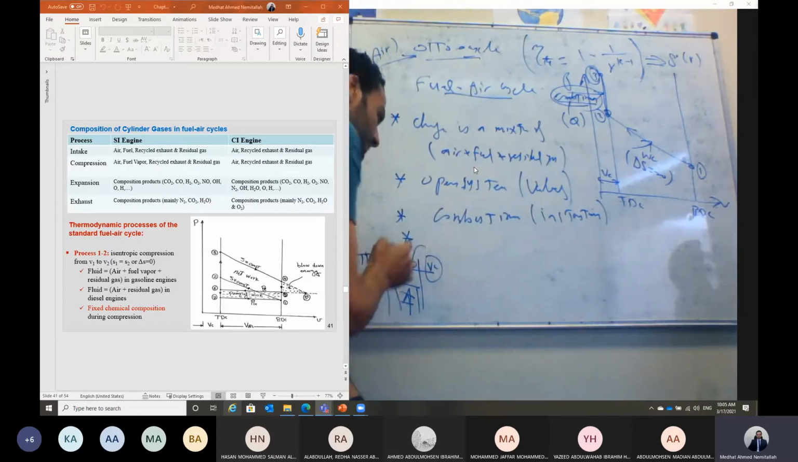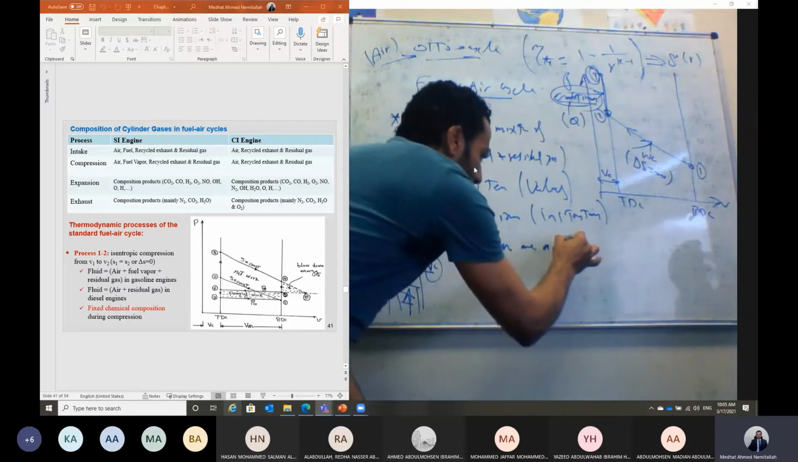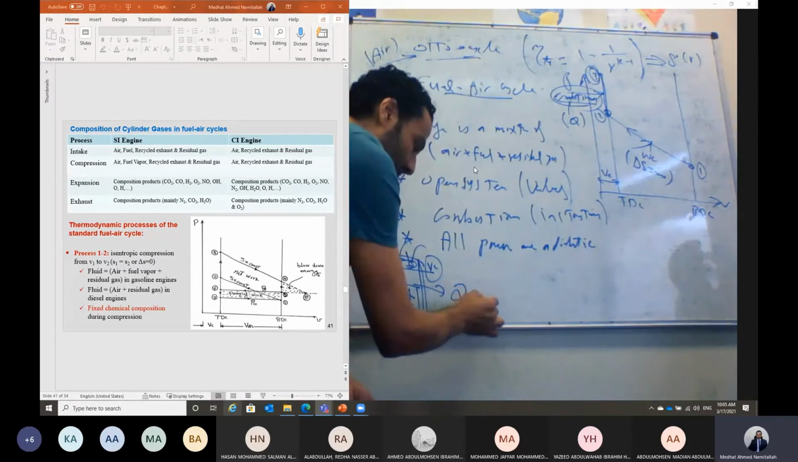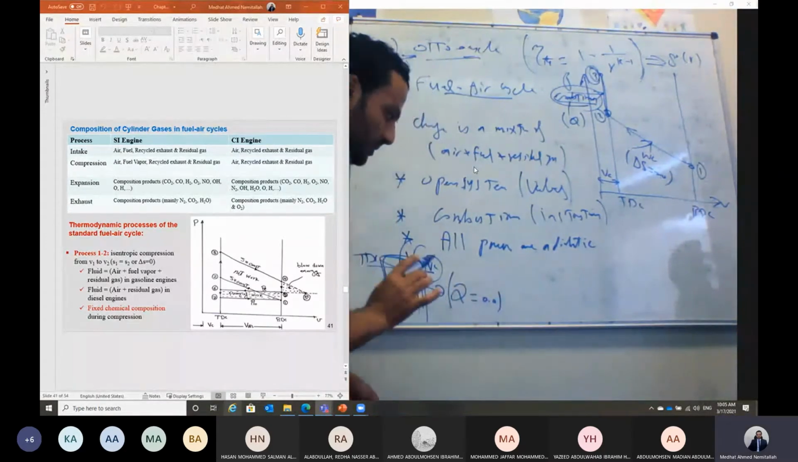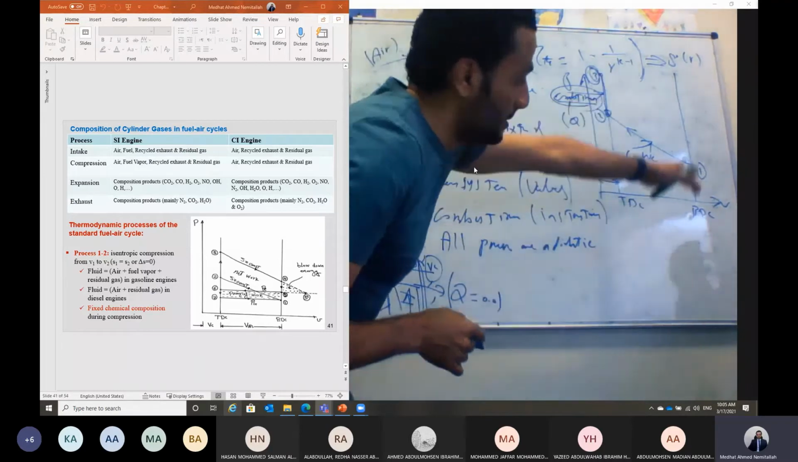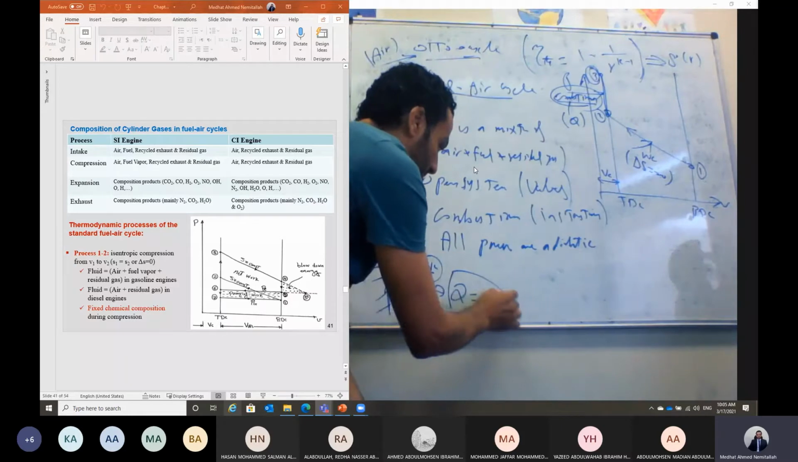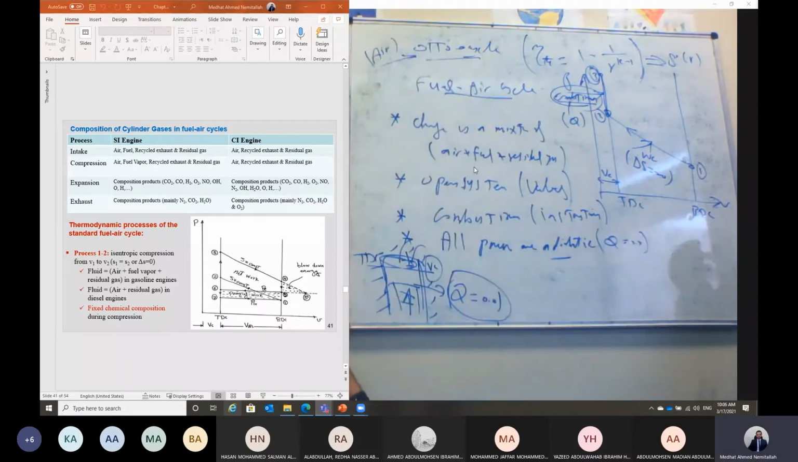Also, still we have another assumption that all processes are adiabatic. So we assume this engine is just an adiabatic engine. What does adiabatic mean? For all processes we don't have heat transfer. So I will assume that I have an adiabatic engine. For all of these processes from 1 through the whole cycle until we get back to point 1, all processes are adiabatic. So the heat transfer is equal to 0 in this case.